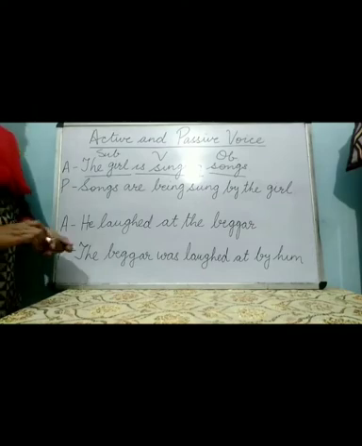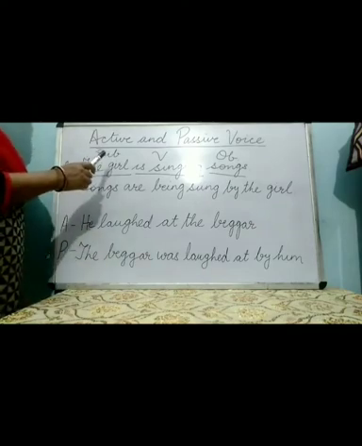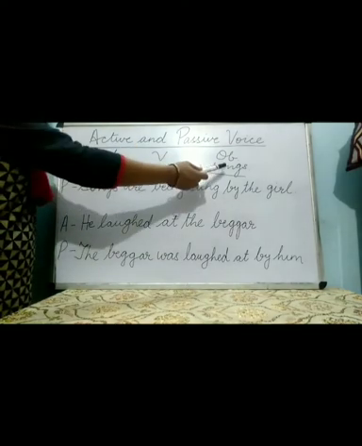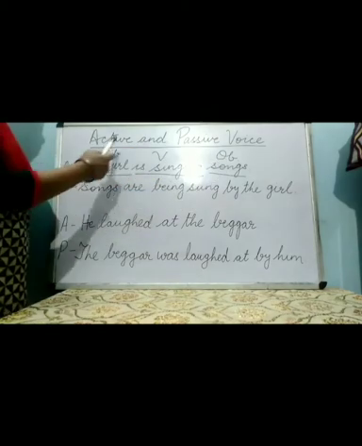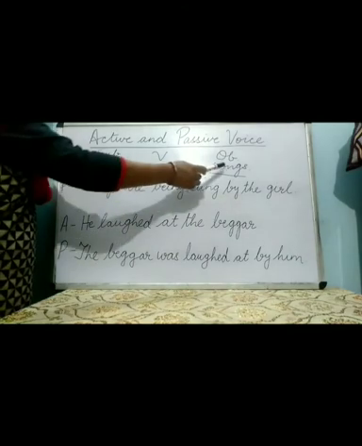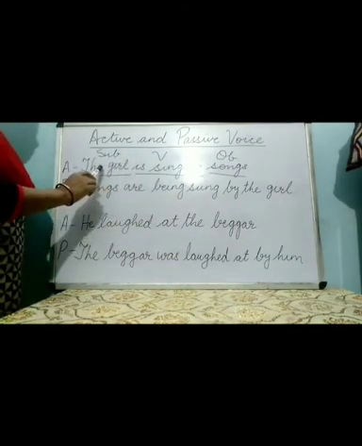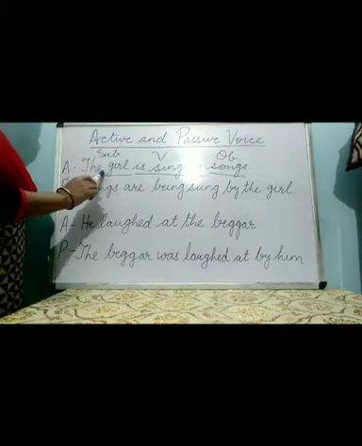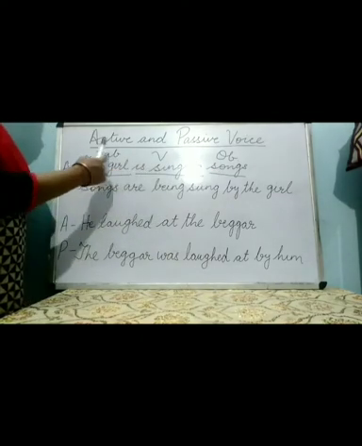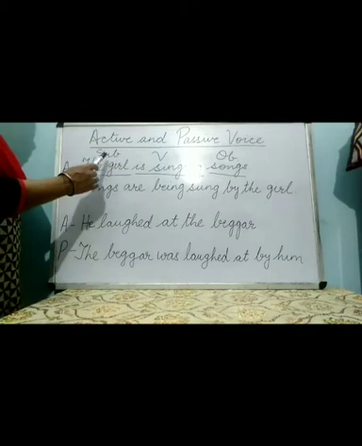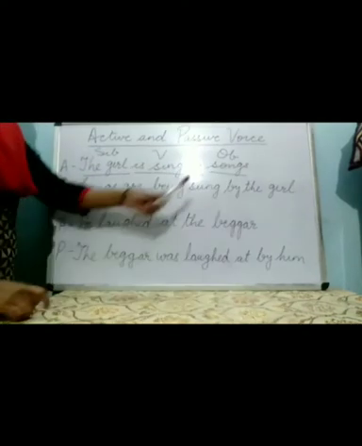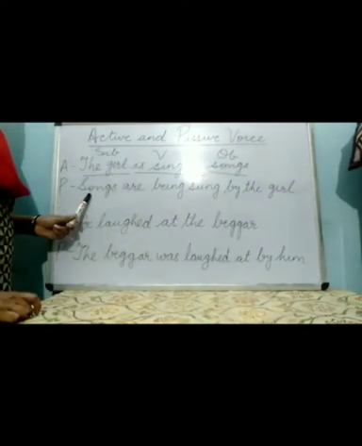So the first rule according to this is that when you change from active voice to passive voice, the subject is taken to the object's place and the object comes to the subject's place. So here you can see the girl is singing songs. Here the girl is the subject and she is doing something. That is, the subject is doing something. And what is she doing? She is singing songs. And when you change it into passive voice, you can see that the subject, the girl, has gone to the object's place and the object songs has come to the subject's place.